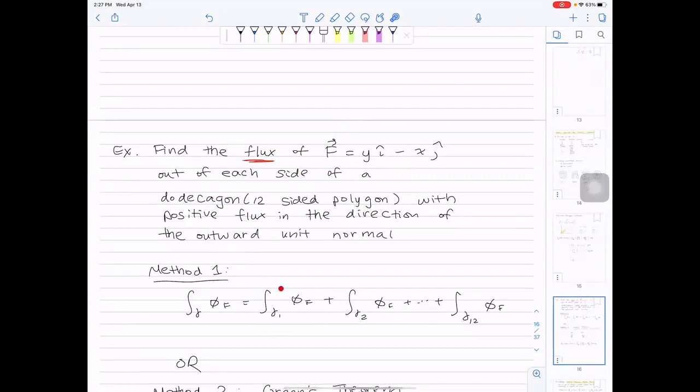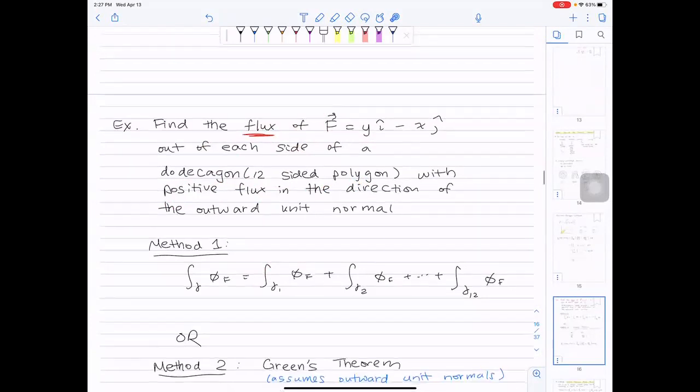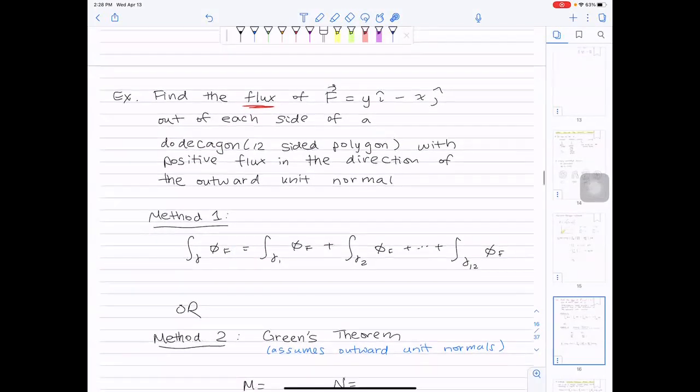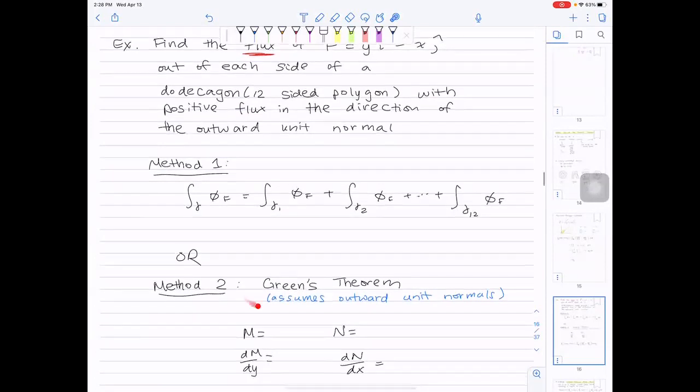First way, which is using last week's material, because this is a dodecagon, you would have to compute the integral over each side of our shape. That would take a long time. We have 12 integrals. Or we see that it's a simply connected curve, and we start and end at the same point. So we can use Green's theorem, which assumes outward unit normals.